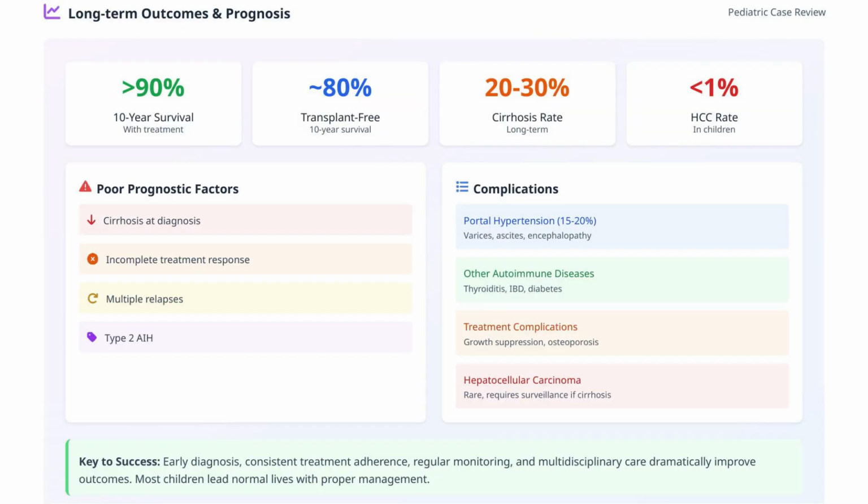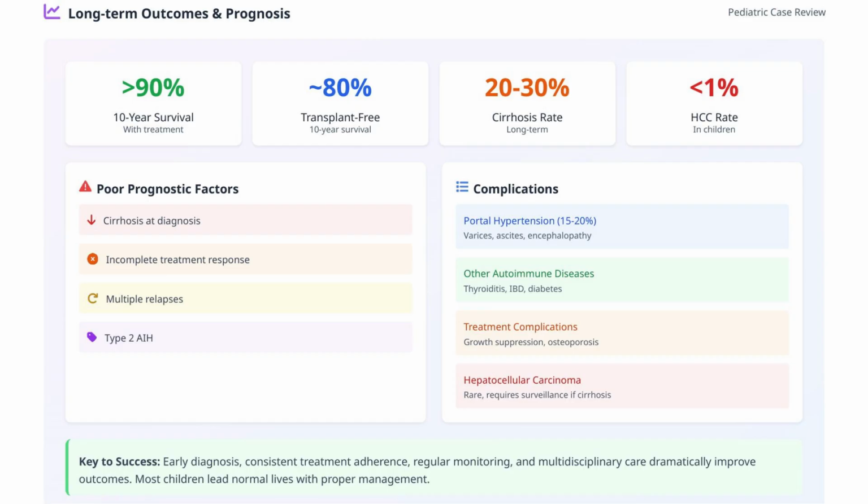This chart summarizes long-term outcomes in pediatric autoimmune hepatitis. With appropriate treatment, 10-year survival rates exceed 90%, and transplant-free survival is approximately 80%. Poor prognostic factors include presentation with cirrhosis, incomplete response to initial treatment, multiple relapses, and type 2 disease.